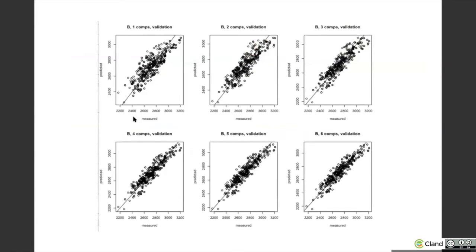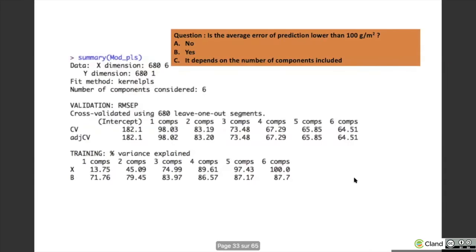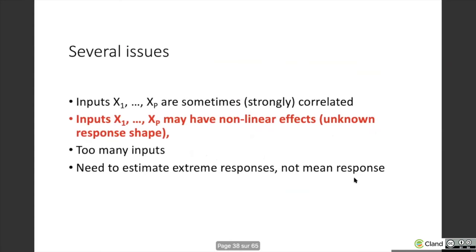Here again, you have the comparison of the outputs and inputs from the PLS model, including one component, two components, three components, etc. So what I explained before was how to deal with correlated inputs. As I said, when you do a linear regression, you may face different issues. And the second issue I want to deal with now is nonlinear effects.